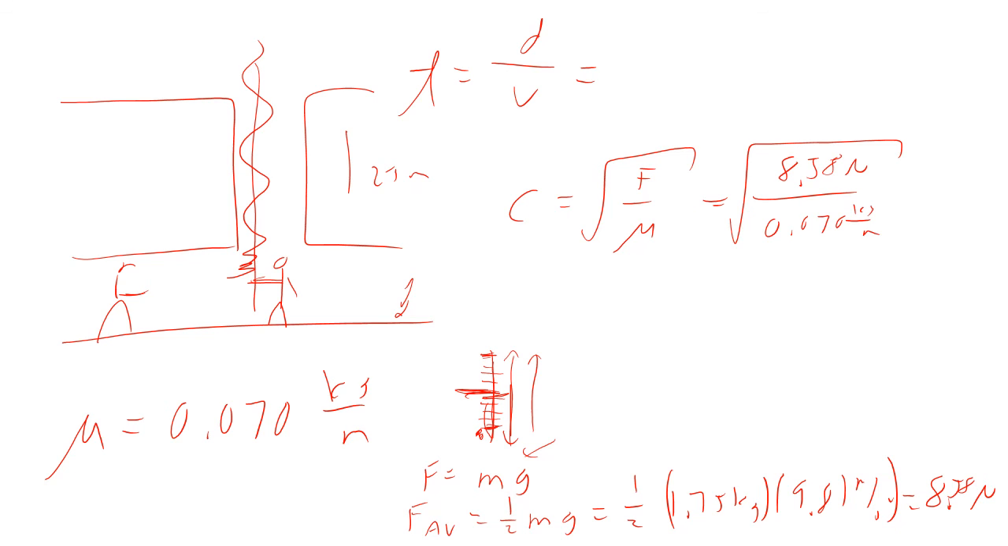So the speed is the square root of 8.58 newtons divided by 0.070 kilograms per meter. And so now, standing on the ground, just shaking the rope, the speed has dropped to 11.1 meters per second. And so the time is going to be 25 meters divided by 11.1 meters per second. And so that's 2¼ seconds.